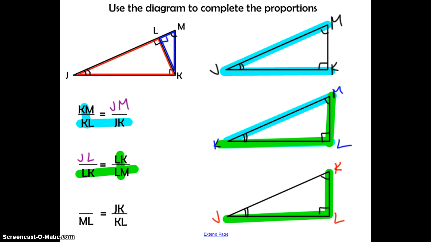Lastly, when we take a look at JK and KL, we have JK and then KL here on the same triangle. So here's segment JK, here's segment KL, the hypotenuse and the right side, and we need segment LM to correspond with KL. Here's KL, and then here's ML to correspond with it. So we need the corresponding side, MK, to complete that proportion.